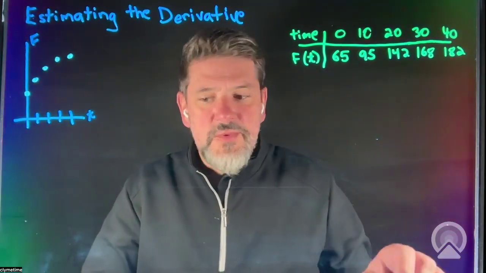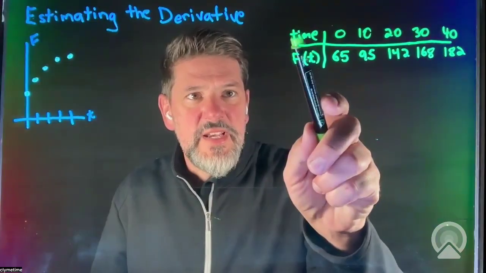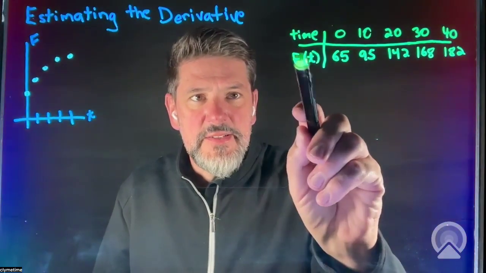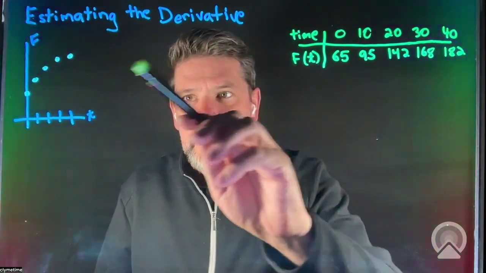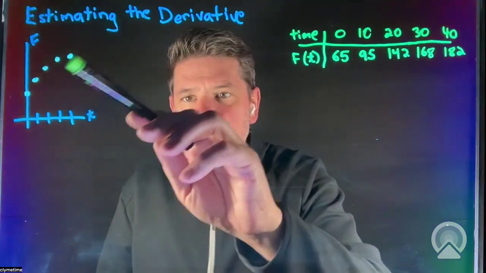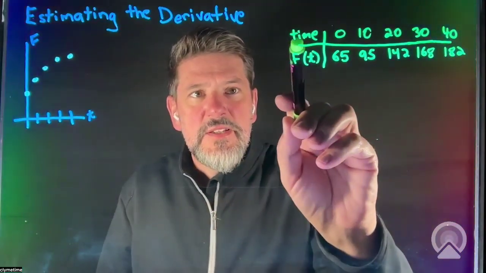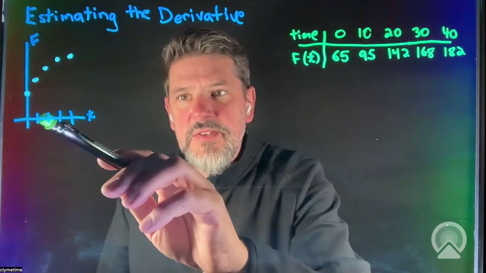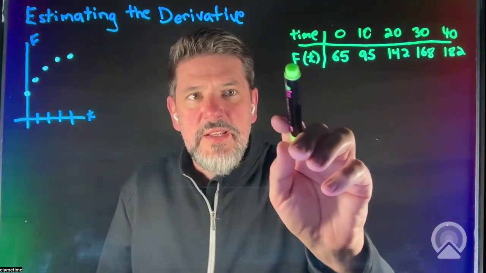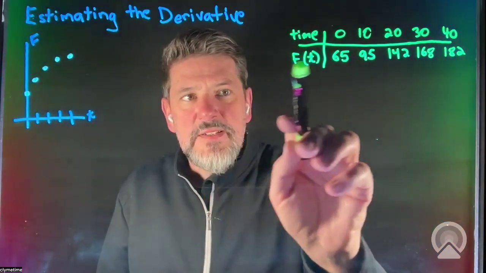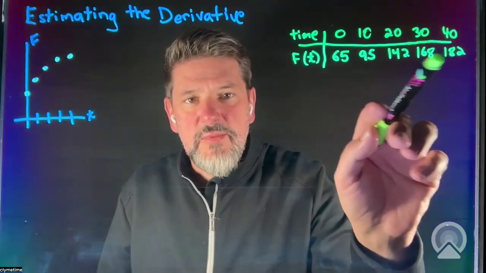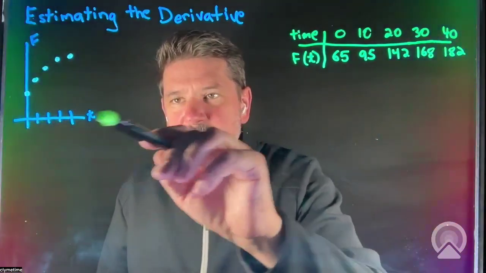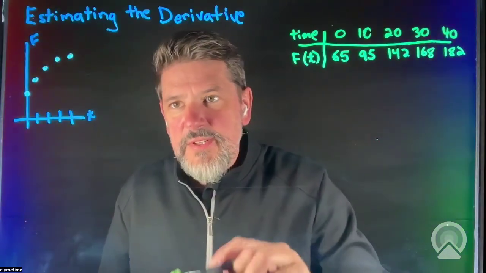So you can see right here, we have a table with time and Fahrenheit. This is going to be your temperature. And this is what the graph looks like. It's kind of nice to have a visual of it so we can see what it looks like. So time is on the x-axis. So we got 0, 10, 20, 30, 40. And your temperature in Fahrenheit: 65, 95, 142, 168, 182. This would be the temperature of a potato in an oven.